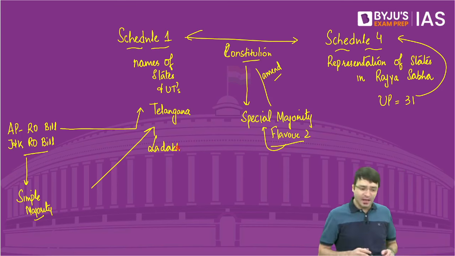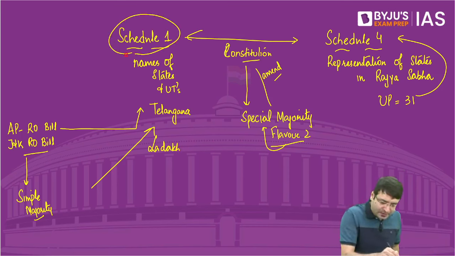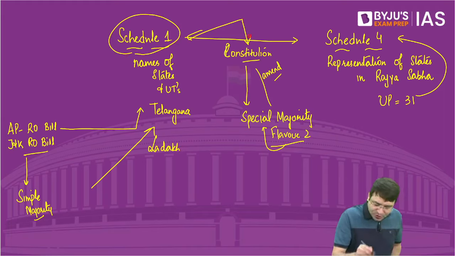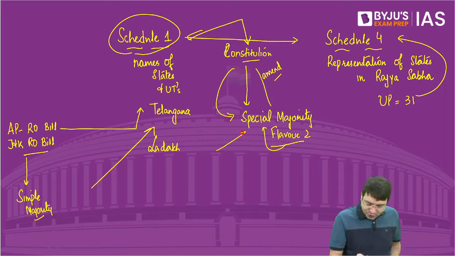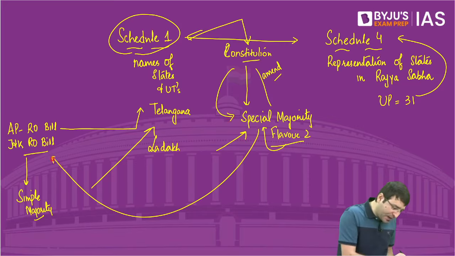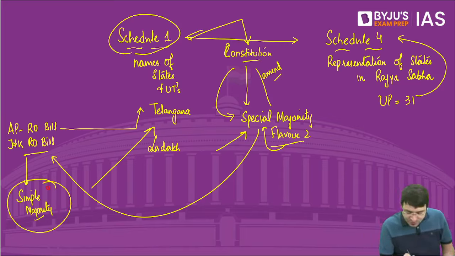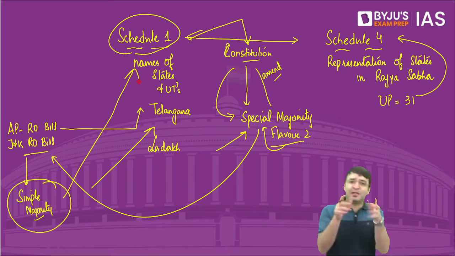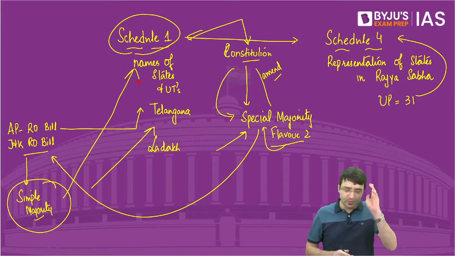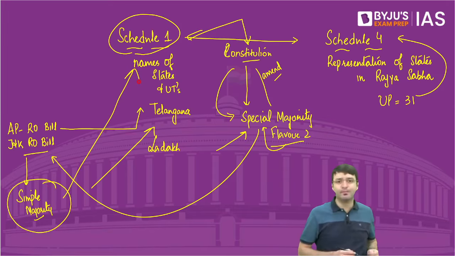Clear? But to change Schedule 1, which is part of the Constitution, which means we are amending the Constitution, it should have required special majority. But this bill was passed by simple majority. How can simple majority be used to amend the Constitution? That's question number 1. Question number 2.